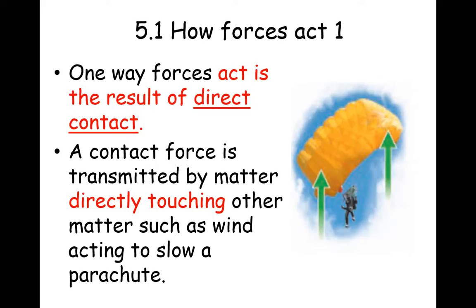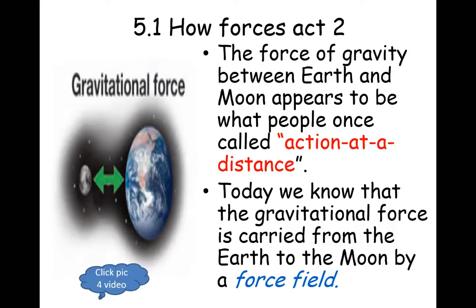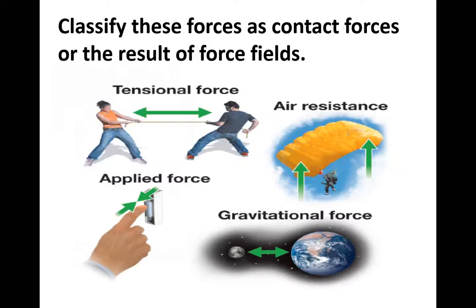Some forces act as a result of direct contact. A contact force is transmitted by matter touching directly, such as the wind. The wind here is touching the parachute, causing the parachutist to slow down. The cool stuff is what we call action at a distance, which is known as a force field. Force fields can be things like gravity, or if you've ever used a magnet to push another magnet away or attract another magnet, that would be a force field, or action at a distance.